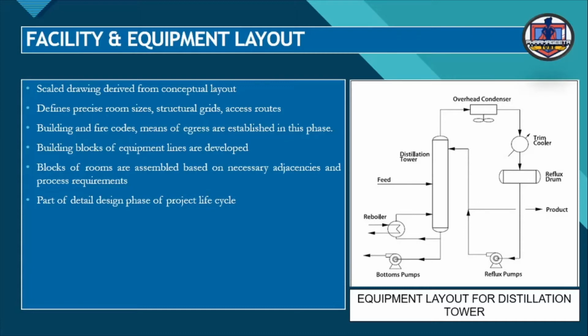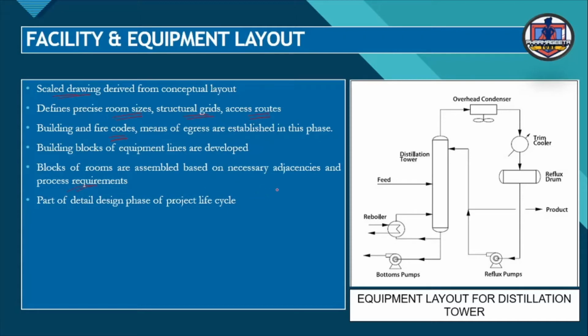So what is facility and equipment layout and what does it tell us? Scale drawing derived from conceptual layout. Scale drawing defines precise room sizes, dimensions of rooms, structural grids, access routes. Building and fire codes, means of egress are established in this phase. Building blocks of equipment lines are developed. Blocks of rooms are assembled based on necessary adjacencies and process requirements.